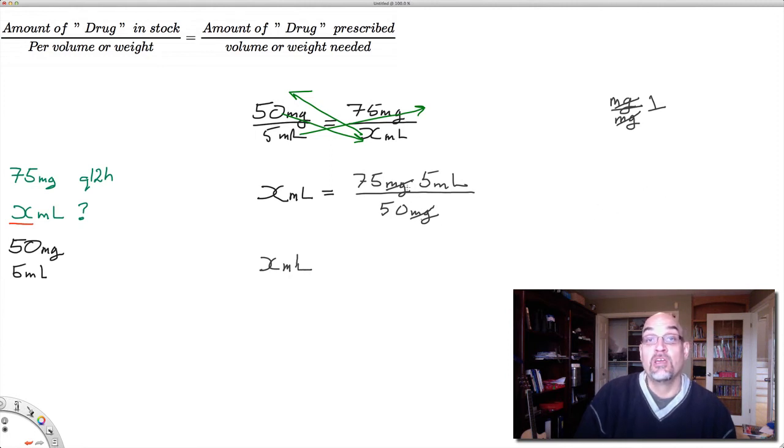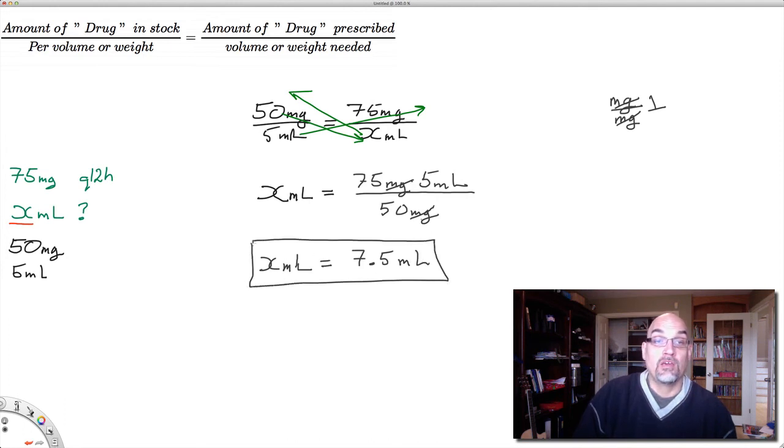If I had been given something in liters or grams or a mix of units, they wouldn't work out here. And this is where I would discover, if I hadn't already realized, that I need to do some sort of a conversion. At any rate, we don't need to do any conversions. We've been given all of our quantities in the same kind of units, so we're okay. And so I just have to do the math now. So 75 times 5 divided by 50, and you can work that out. It's 7.5 milliliters. So that is our answer.